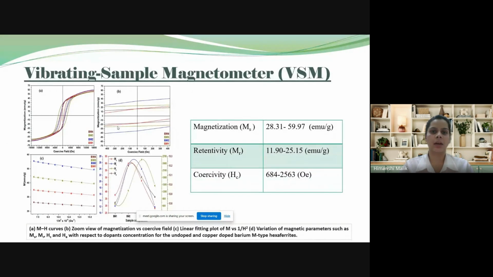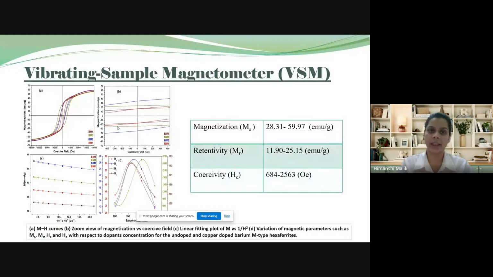And this is the magnetic property of my material. I calculate the saturation magnetization, retentivity, and coercivity. When we increase the concentration of the doping, the saturation magnetization, retentivity, and coercivity increase with increasing doping.